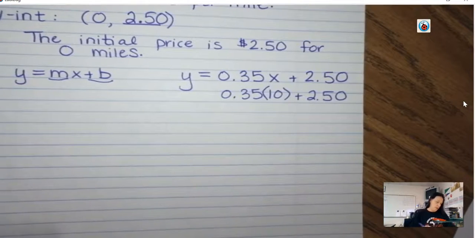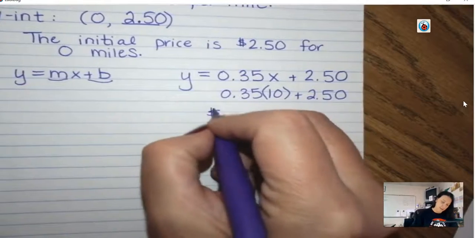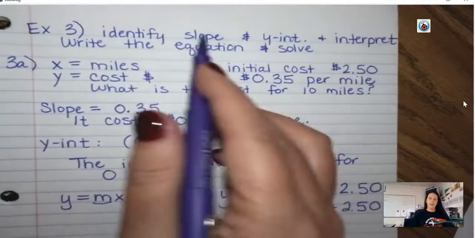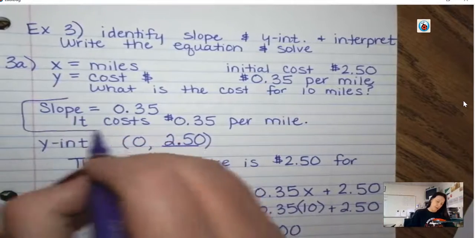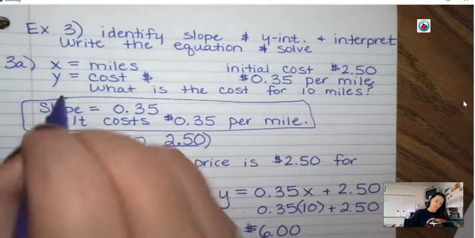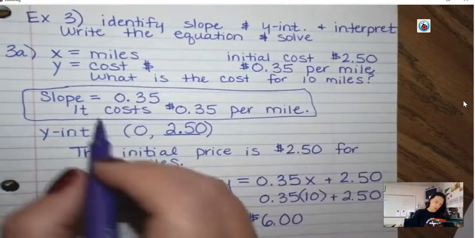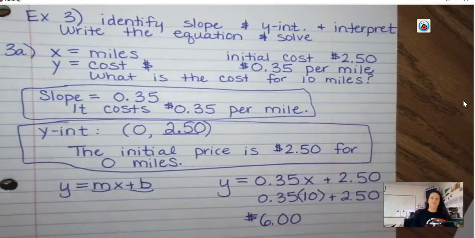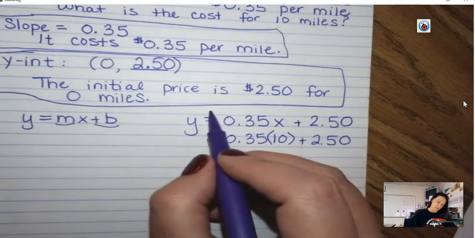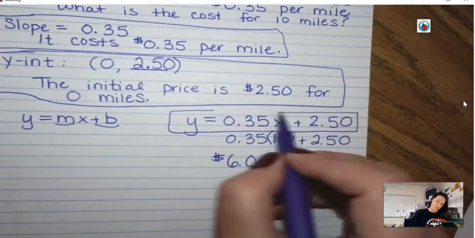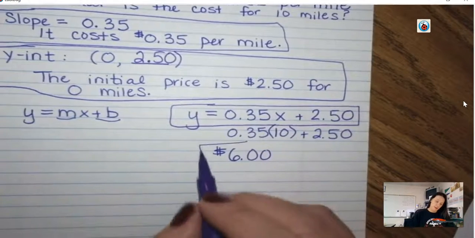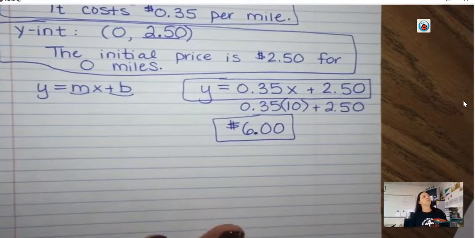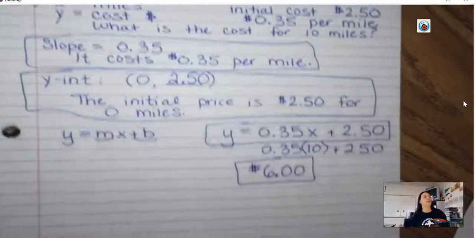You should have the final cost is $6. So some of the answers it asked: identify the slope and interpret it, that's this answer. Identify the y-intercept and interpret, that's this answer. Come up with the equation, that's this answer. And then finally, what's the cost for those 10 miles, is $6. So these ones, I'm looking for a bunch of different things.